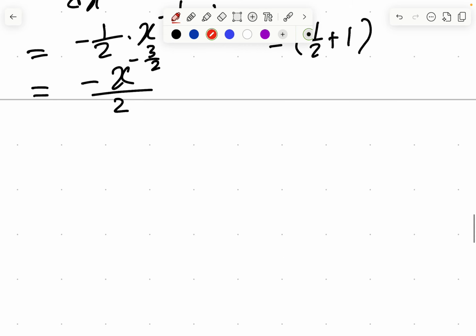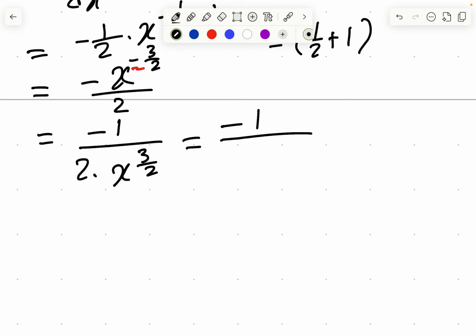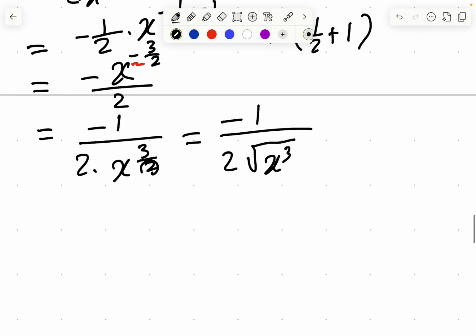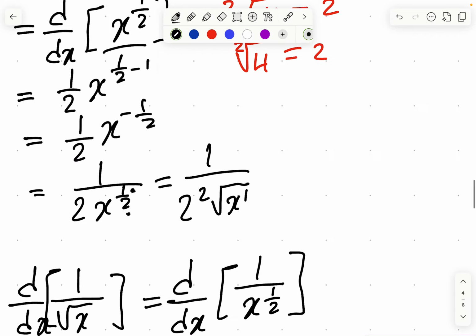Therefore, this exponent is negative. I'm putting it back in the denominator. I'm going to remain with negative 1 divided by 2 multiplied by x to the 3 over 2. Therefore, my answer is going to be negative 1 divided by, I take the n, put it outside, meaning I'm going to have 2 square root of x cubed. Understand? Simple as that. This is how we use the so-called power rule.